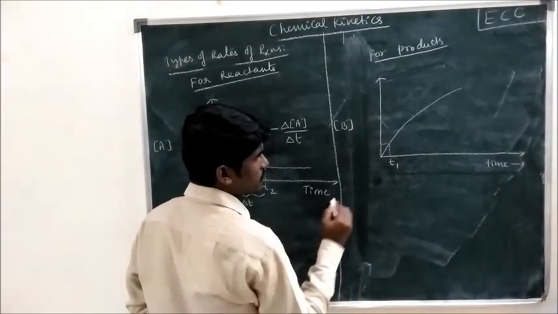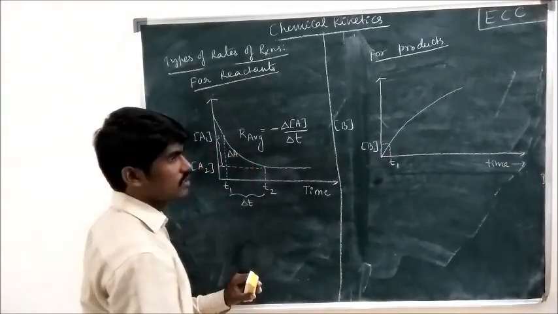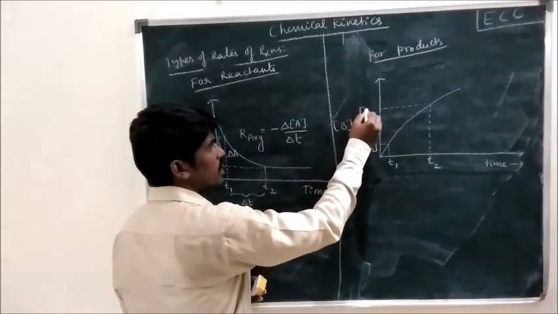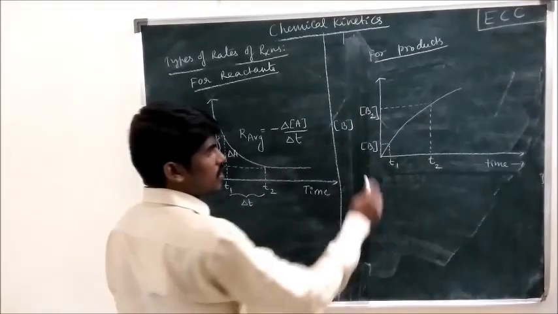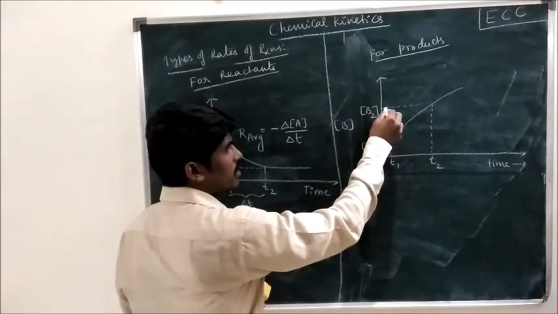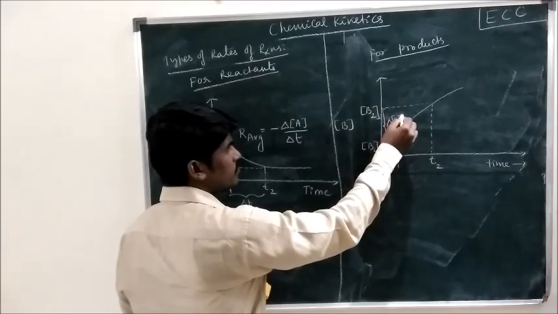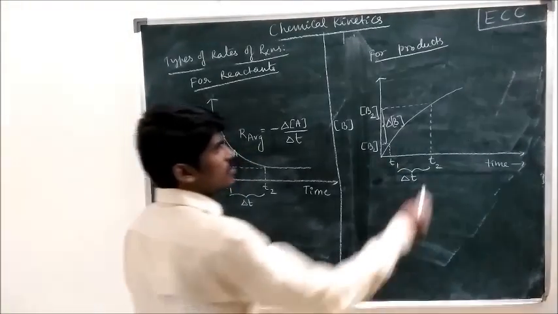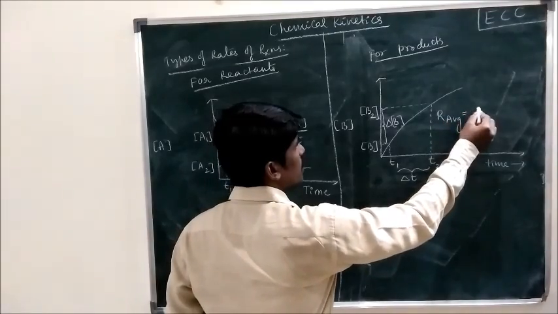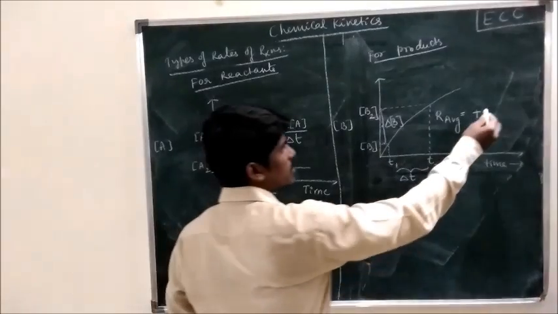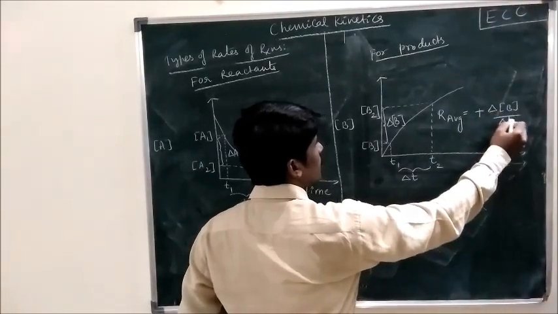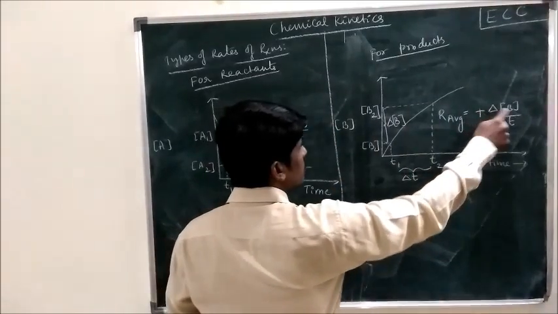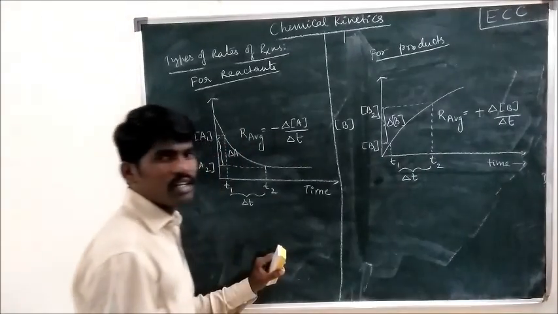With respect to time T1, I take the initial concentration of product as B1. As the reaction proceeds, with respect to T2, the product concentration is B2. The difference in these two concentrations is delta B, the change in concentration. The difference in the two times is delta T. So R average is equal to plus, signifying increase in concentration of the product, plus delta B upon delta T. Change in concentration of the products with respect to time is the average rate of reaction.